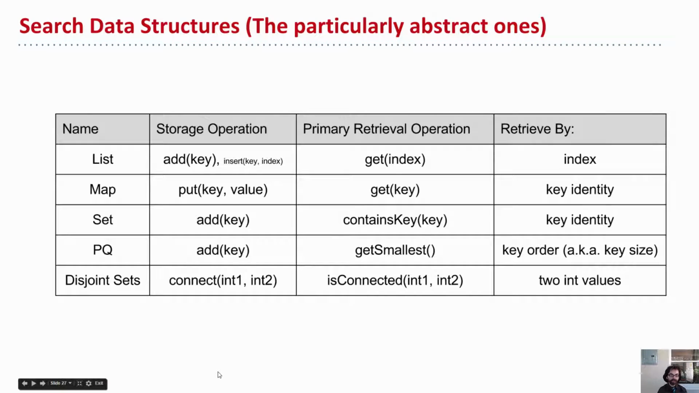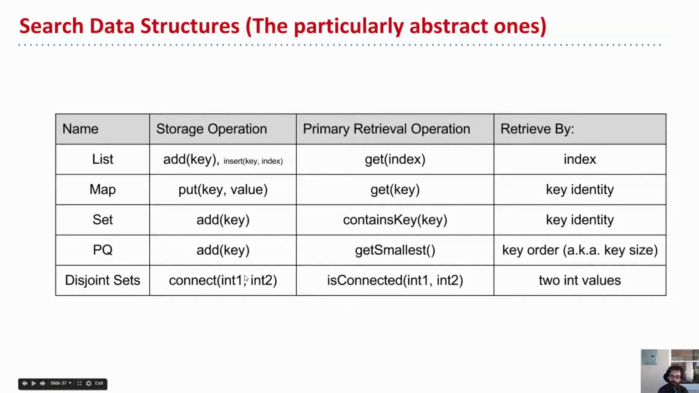And so they each have, say, a storage operation where we can put information into the structure. So for a list, we can add things to the list. For a map, we can associate keys with values. Sets, we can add things. Priority queues, again, we add them. And with disjoint sets, the way we store information is to connect stuff up.